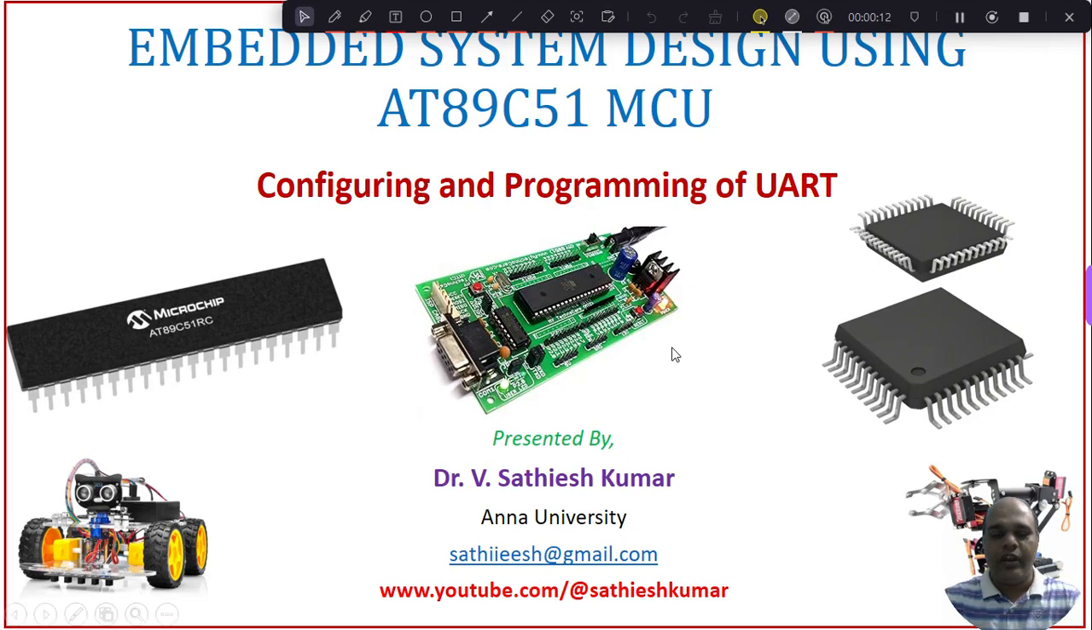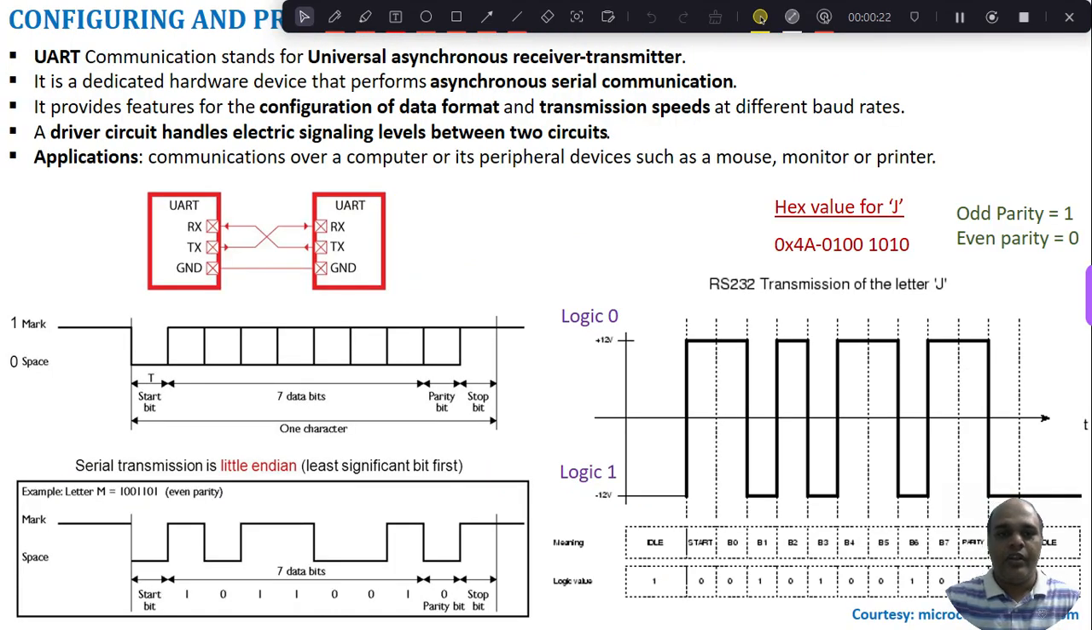So in this tutorial, I will be discussing how to configure and program the UART, which is available in the AT89C51 Microcontroller. UART stands for Universal Asynchronous Receiver Transmitter. It is a serial communication protocol, so we can transmit the data bit by bit. It is dedicated hardware which does this bit by bit transmission.